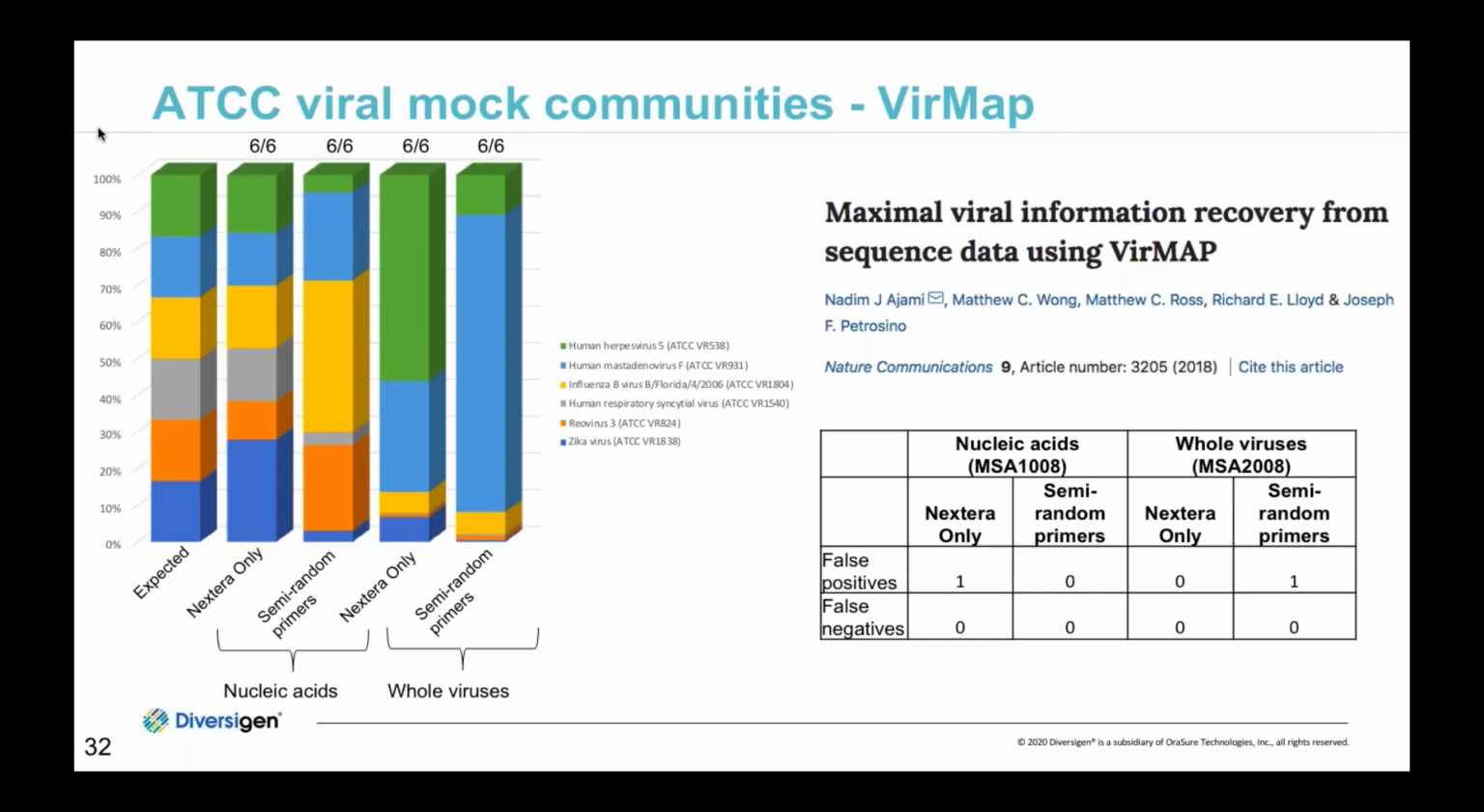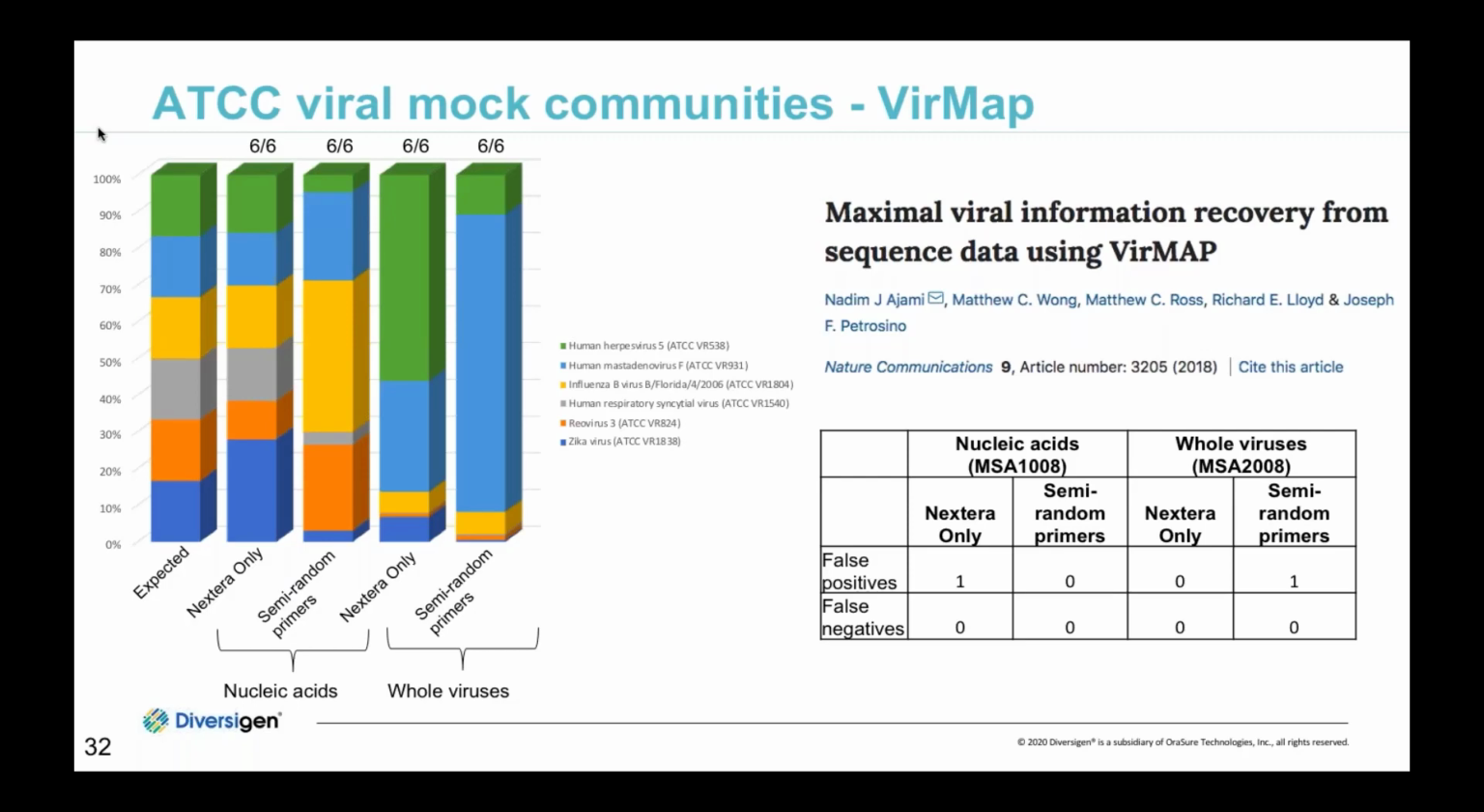And several things stand out from the results. The first thing is that all of the expected viruses were identified using VirMap, including the real virus, and the proportions of the viruses in the nucleic acid mock community going through just an extra library prep had very similar proportions to those expected. Again, there are biases that are introduced during the use of the semi-random primers and during the nucleic acid extraction method with and without the use of the semi-random primers.